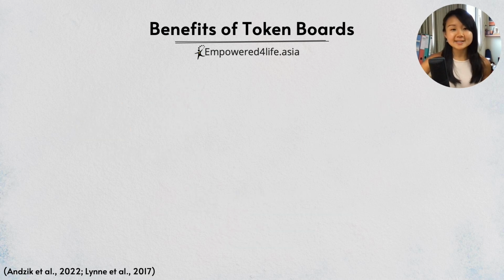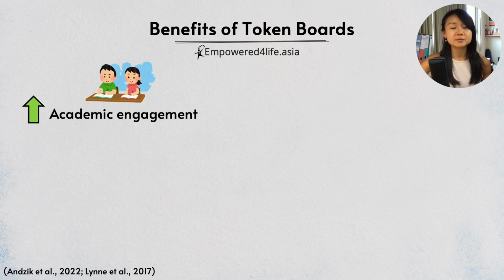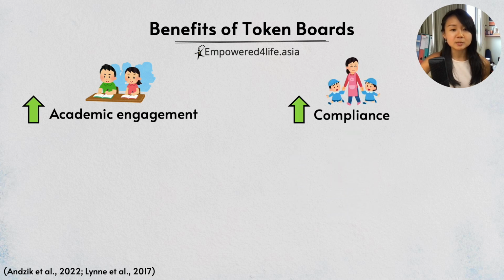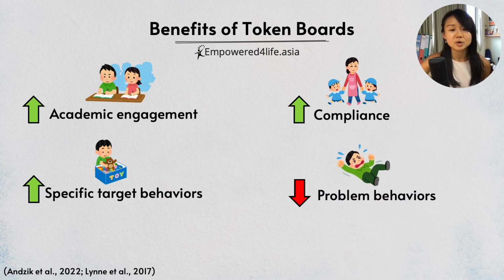And to add on, studies have also shown that class-wide token systems can significantly increase academic engagement in both children with autism and typical children and reduce disruptive behaviors. And in a one-to-one setting, especially with children with autism, token boards have been linked to improved compliance and reduced problem behaviors. So they can increase specific target behaviors as well, like let's say they keep the toys more, they listen to instructions more, they follow the class a little bit more, and then reduce the problem behavior altogether.